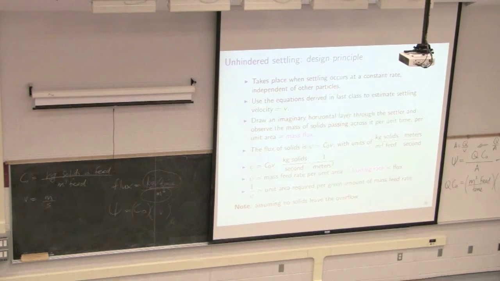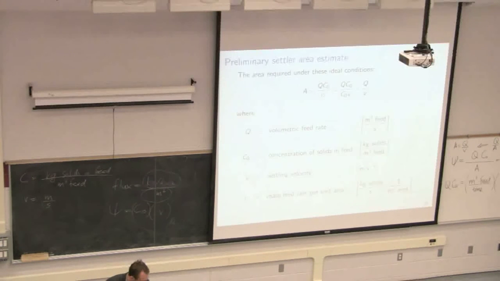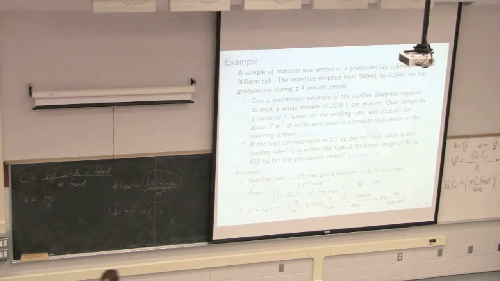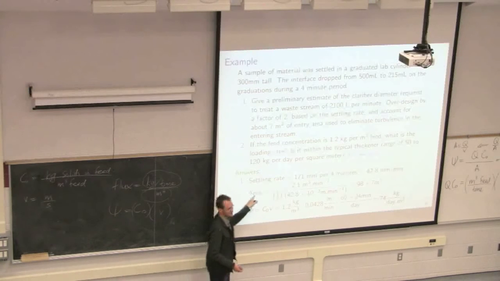The velocity equation we derived last week and the flux equation we derived this week, we can do quite a lot with that. Let's take a look at how you can design a settler very approximately right now. So you're going to the lab, and you're responsible for calculating the settler area. What you do is an experiment where you watch the interface drop by a certain amount in a graduated cylinder. You see a drop from 500 milliliters on the cylinder to 215, and it takes 4 minutes to drop. I don't really care about the answer you're going to get. In fact, I'm telling you what the answer is.